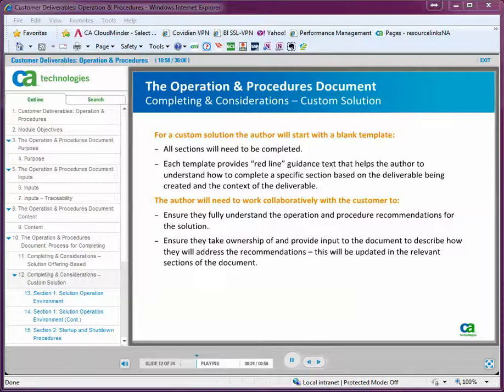The author will need to work collaboratively with the customer to ensure that they fully understand the operation and procedural recommendations for the solution, and ensure that the customer takes ownership and provides input to the document to describe how they will address the recommendations that CA is providing. The document will also be updated, and all relevant sections in the document that have changed will be updated.